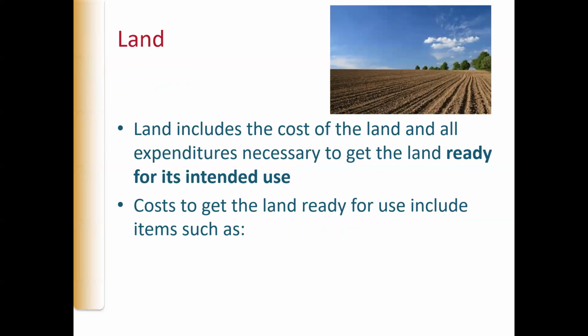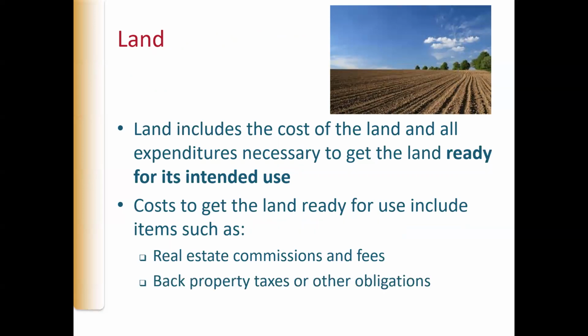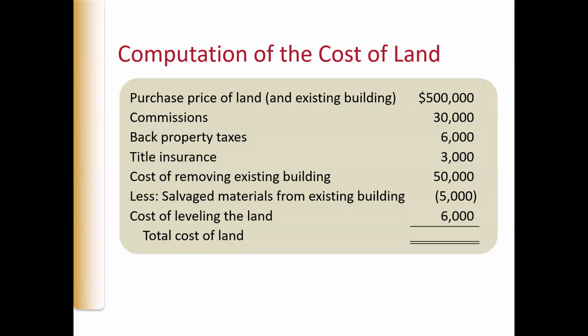For example, land. Land includes the cost of the land and all of the costs that are necessary to get the land ready for its intended use. So, for example, when you purchase land and then you are paying any real estate commissions, or if you have to pay back property taxes that others maybe have not paid in order to purchase that land, or any clearing or filling or leveling of the land, all of these costs will get included with the purchase price of the land.